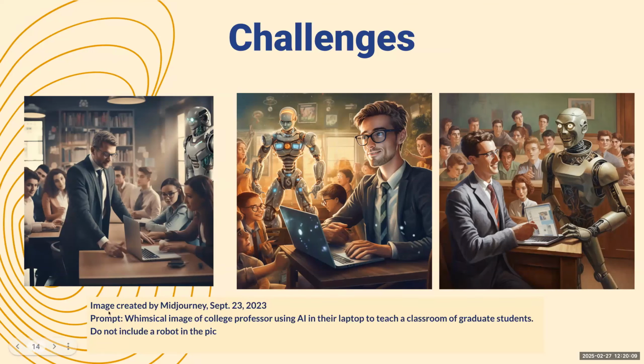So for example, I put in the prompt in Midjourney, "whimsical image of a college professor using AI and their laptop to teach a classroom of graduate students. Do not include a robot in the pic." Well, okay, the robot's in the pic, so that was annoying. And also, if you look at all of these college professors, you might notice that they're all men, they're all white, they all have their ties on. So this is what it's picking up from what it had learned from what a college professor looks like from images that have been uploaded to the internet, and also the students too, as well.